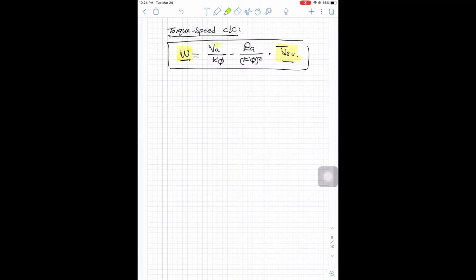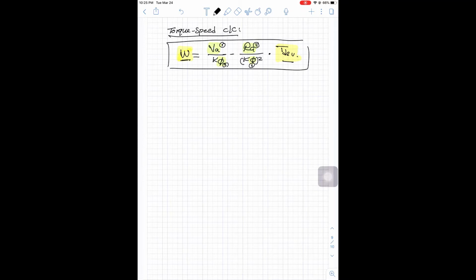The variables you have here: you can change VA, or you can change RA, or you can change phi. These are the control variables. You cannot change K motor, because K motor, if you remember, is P divided by N pi, where P is the total number of poles and N is the total number of turns. So you cannot change the constant of the motor. So we can do speed control by changing one of these: VA, RA, and phi.